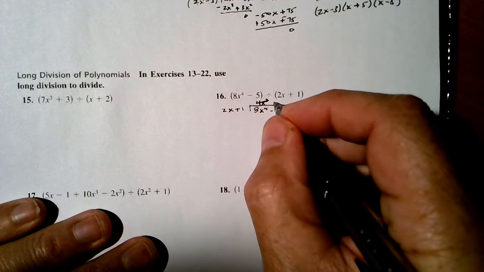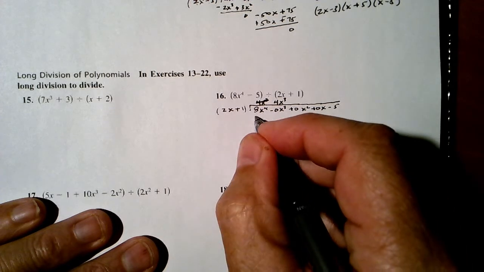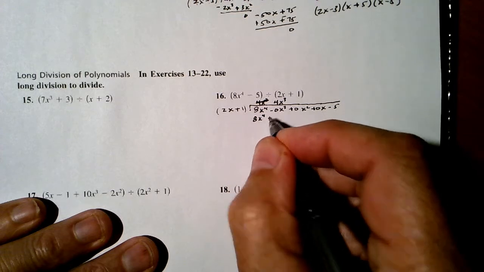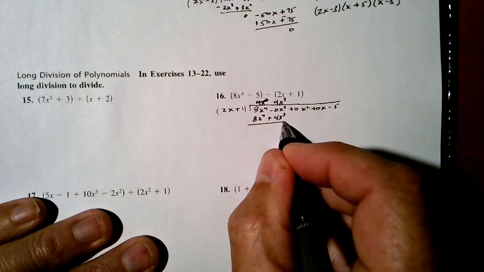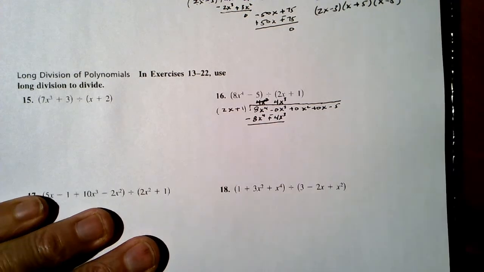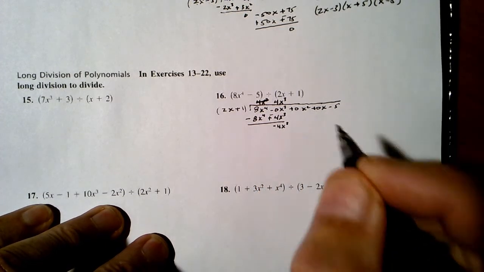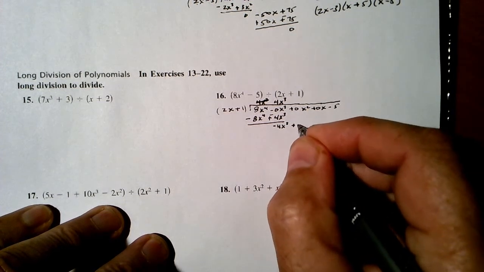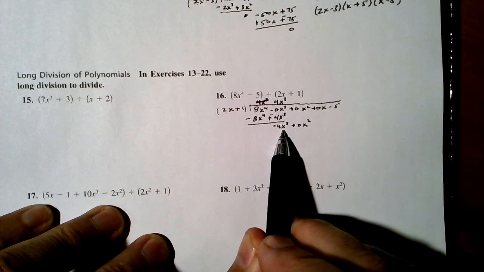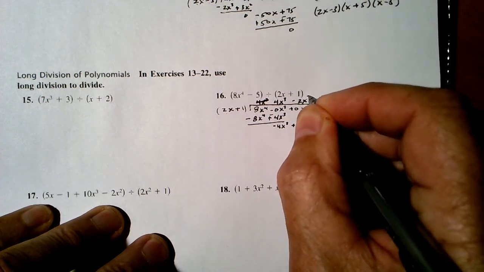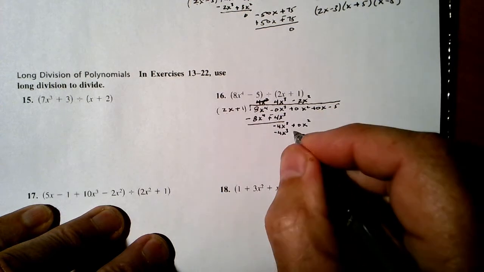Oops, I should put that over here since it's cubed. 4x cubed. And 4x cubed times 2x is 8x to the fourth plus 4x cubed times 1, 4x cubed, but we are subtracting, opposite. We get 0 as we should here, and 0 minus 4, we get minus 4x cubed. Bring down the plus 0x squared and continue. 2x times what is minus 4x cubed minus 2x squared? And that gives me minus 4x cubed and minus 2x squared.